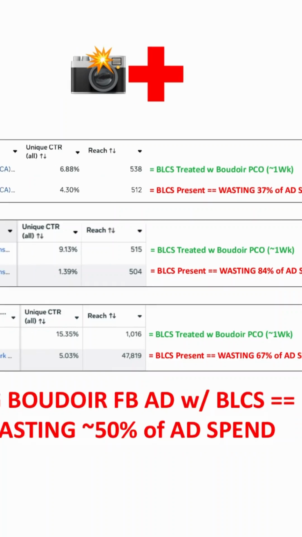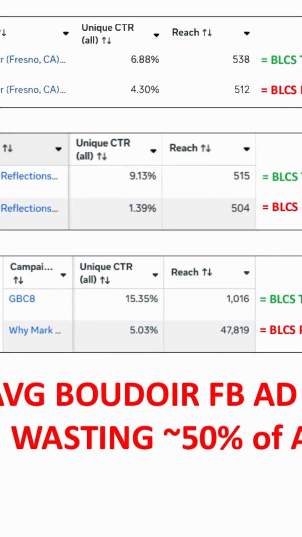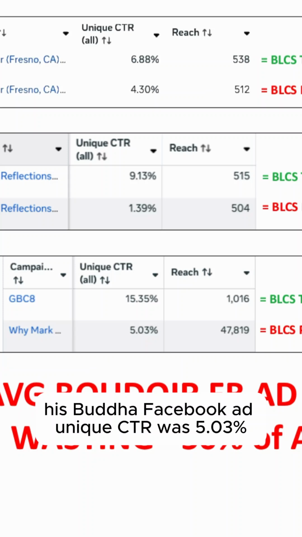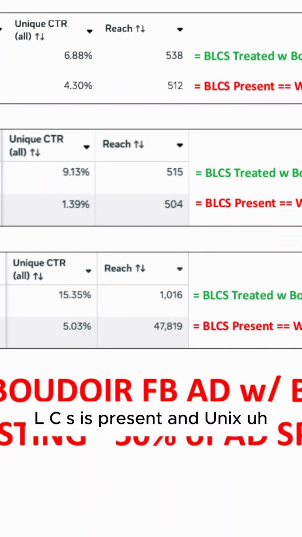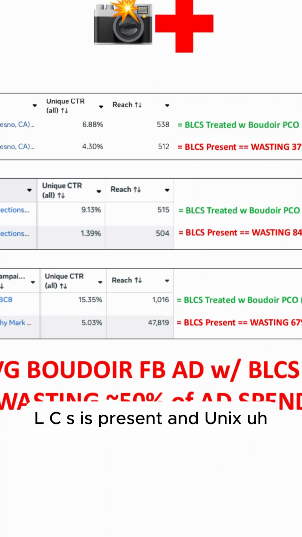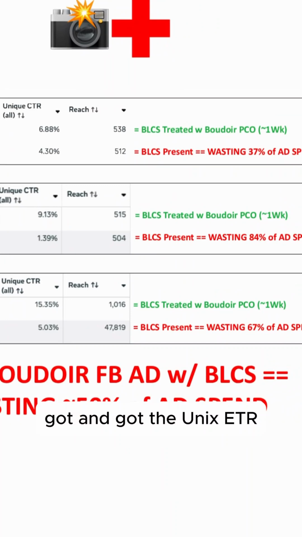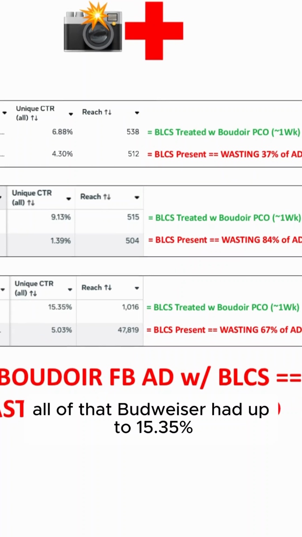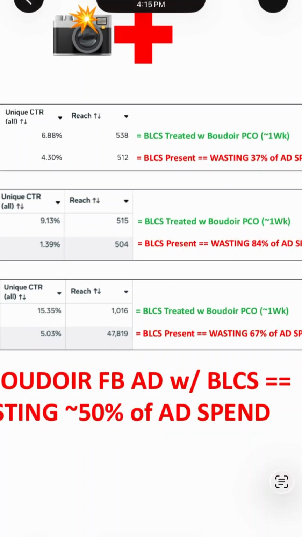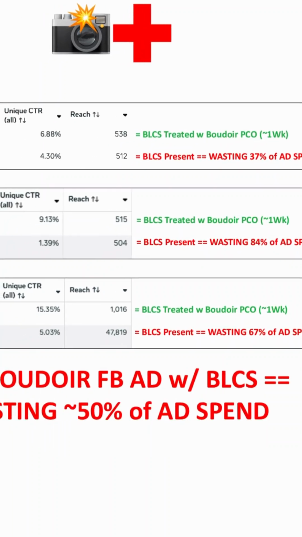All right, and finally, I also had a patient. His Boudoir Facebook ad unique CTRL was 5.03%. So it's under 6%, so we know that BLCS is present. So I duplicated it, treated it with Boudoir Pico, took about a week, and got the unique CTRL of that Boudoir Facebook ad up to 15.35%. And so we found out his original was wasting 67% of ad spend. It's like, oh no.